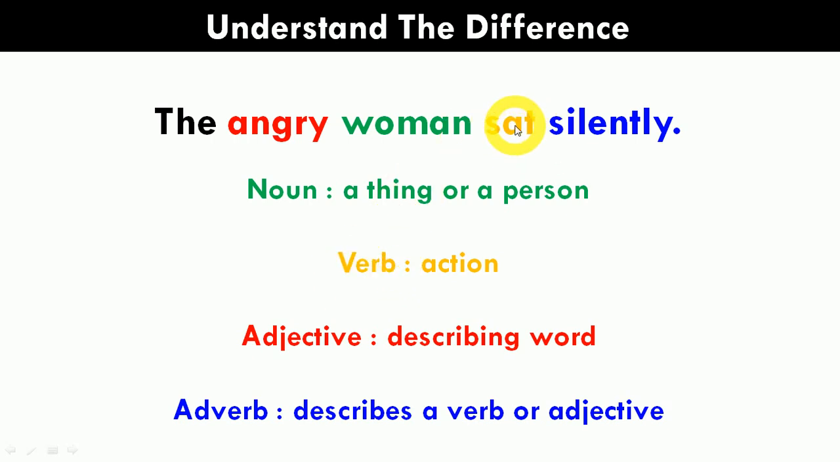So how did she sit? Silently. So silently is the word that describes the action, and that's why it is an adverb, right? And what kind of woman? The angry woman. So this word describes the word woman, and that's why it is an adjective. So we need to understand the difference among these 4, right? Noun, verb, adjective and adverb.